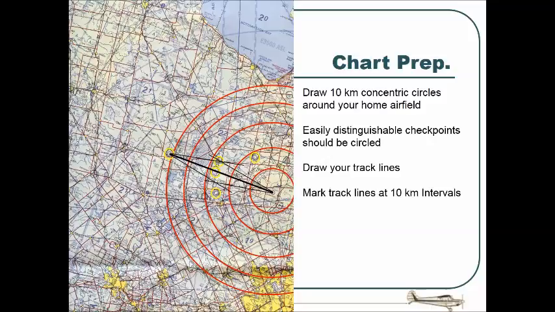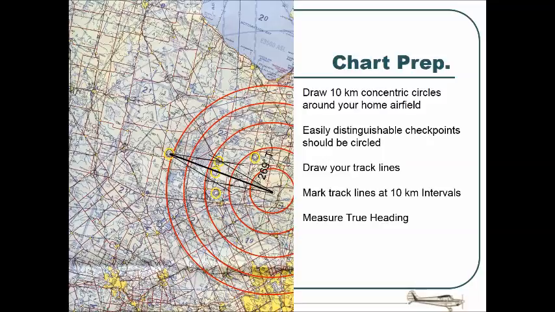Okay. So we mark our track at 10 kilometer intervals. Now, we've already done that because we drew our circles. So having done that, I can actually just use the circles I've already drawn. Now, if I was going between, let's say, Toronto Soaring and London, then I would want to mark my track at those 10 kilometer intervals. Measure the true heading. In this case, it's 269 degrees true.